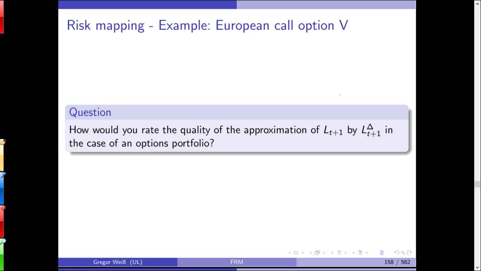Then the question is, how would you rate the quality of the approximation of the loss distribution in the case of an options portfolio? Well, this is obviously a trick question. The quality is quite horrible. As you can imagine, the Black-Scholes pricing formula includes the standard normal distribution. It has a lot of parameters, and a linearization is an oversimplification. It makes things easier, but one has to keep in mind that the initial pricing function is a highly non-linear function. And if something is highly non-linear and you're trying to approximate it with a linear function, then the approximation will not be very good.